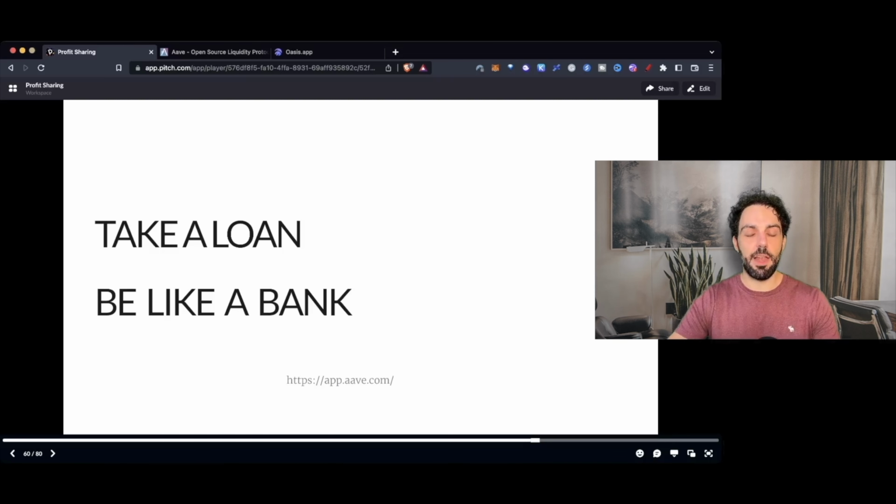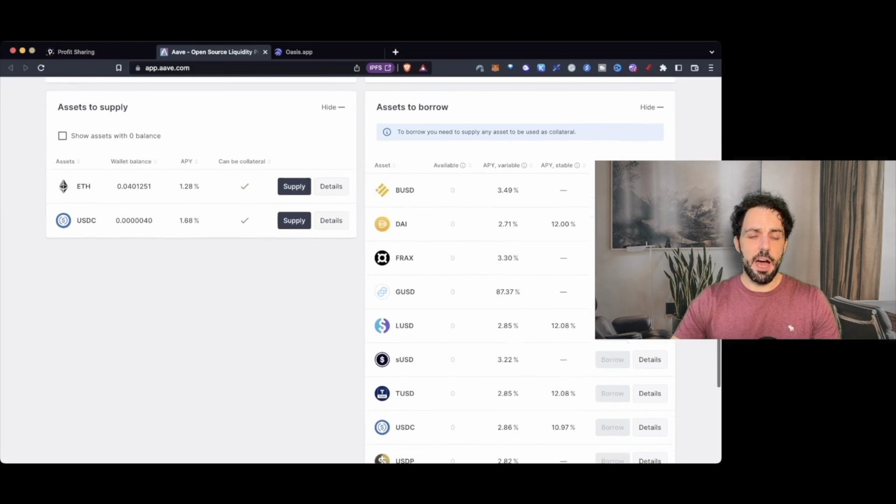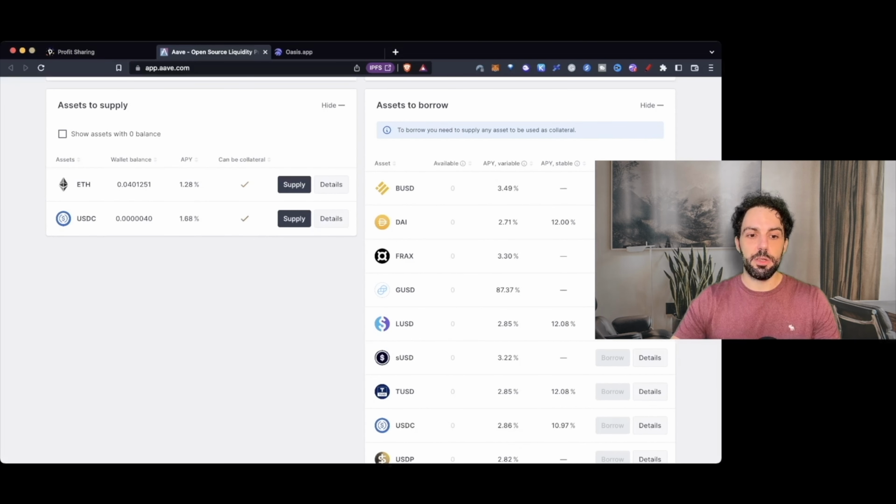But let's take a look at an application that is offering this kind of service. The most famous and the most important one is called Aave. This is the interface and how it works. As you can see here, you will find assets to supply. So you can supply an asset. In the moment when you are supplying this asset, you will start earning this APY that I'm highlighting here. The APY simply means the interest that you will start earning.